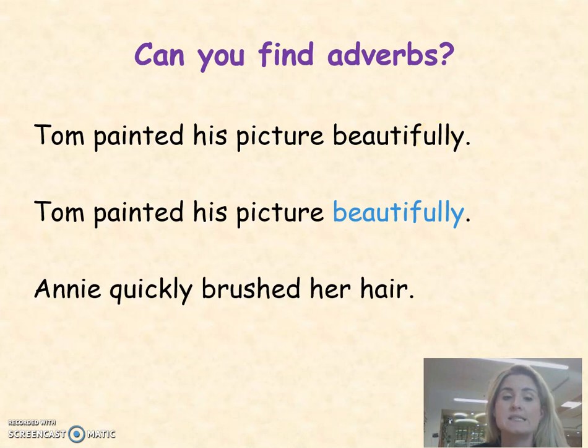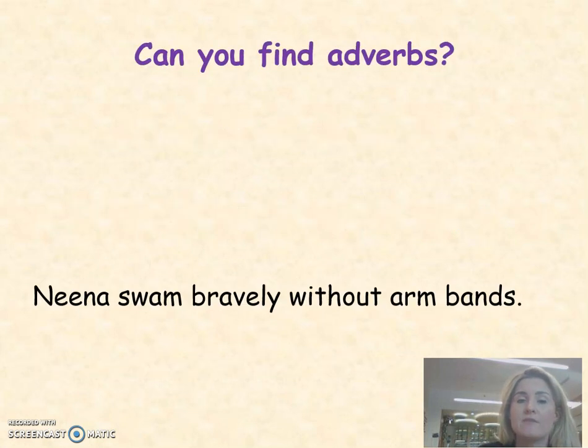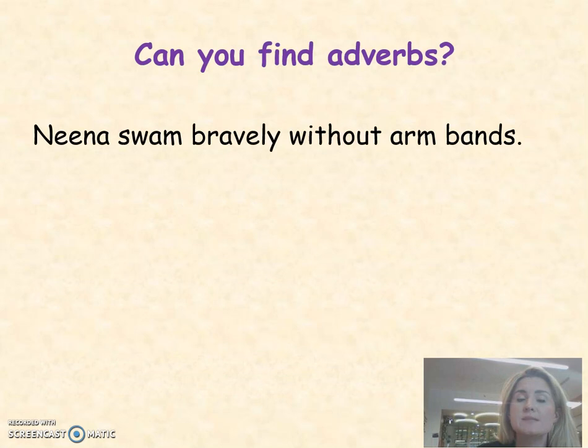Our next sentence. Annie quickly brushed her hair. So our verb, our action in that sentence is brushed. That's what Annie's doing. And the word being used to describe it is quickly. So really quickly, Annie is brushing her hair. Let's see if we can have another go. Nina swam bravely without armbands. So our verb, our doing word is swam. And our adverb in that one is bravely. So again, it ends in ly, and it's describing exactly how she swam.